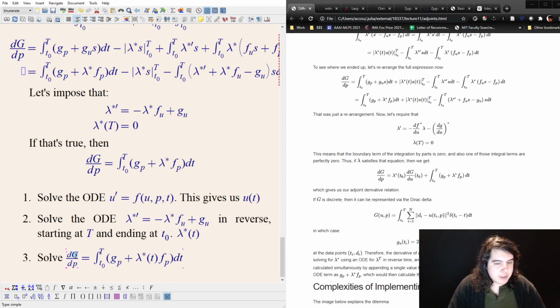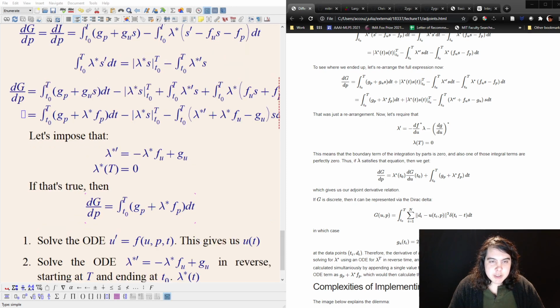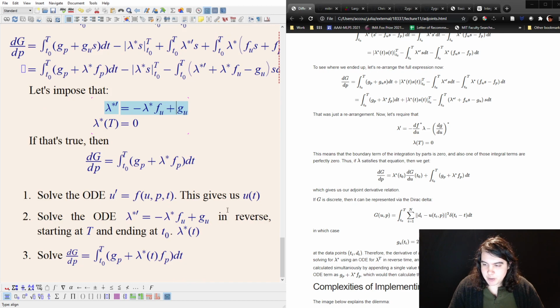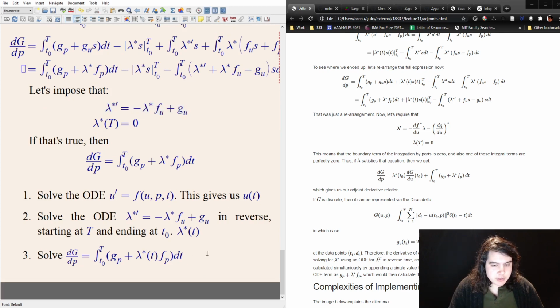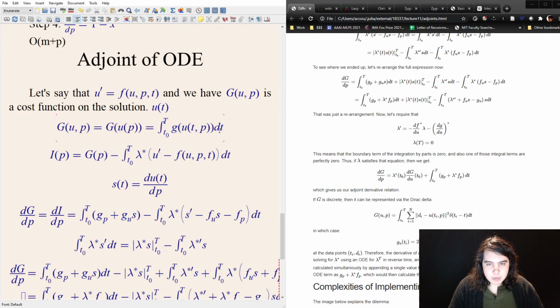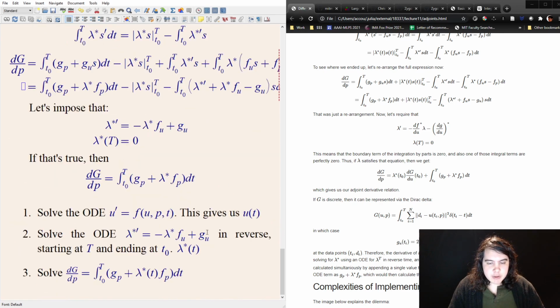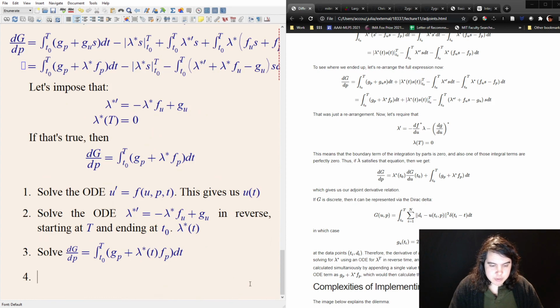So that's a very high-level view of how you define the ODE adjoint, but it's leaving off some very crucial details. So what are those crucial details? It's how you actually solve this equation. Let's look at a few things here first, so let's dig into some details.